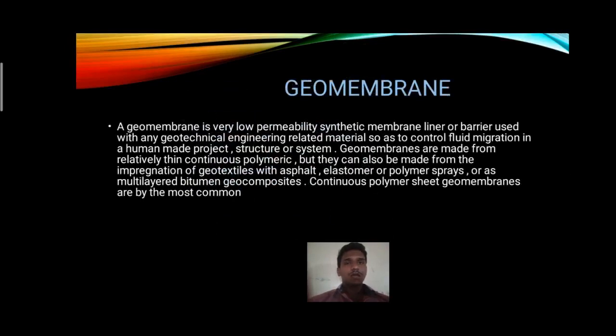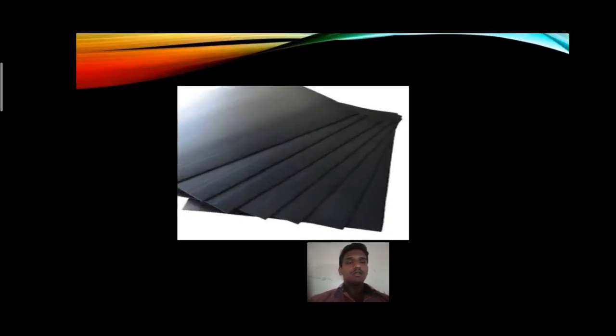Geomembrane. A geomembrane is a very low permeability synthetic membrane liner or barrier used with any geotechnical engineering related materials so as to control fluid migration. They are relatively continuous polymers, but they can also be made from the impregnation of geotextiles with asphalt, elastomer or polymer, separate or as multi-layered bitumen, geocomposite, continuous polymer sheet. Geomembranes are the most common. This is a geomembrane photo.